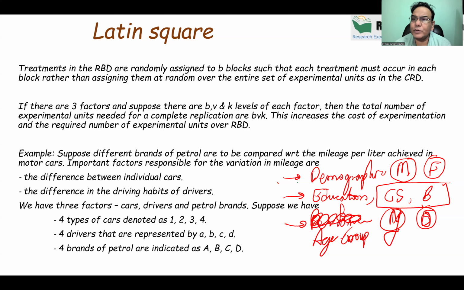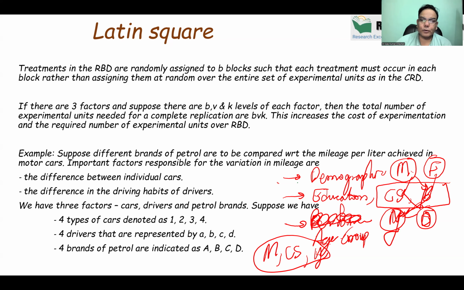Now the question is how many permutations and combinations you can make. So there could be many combinations, like male, case study, and young. Here, this is one combination. Then male, blackboard, and young, and so on. So there are many permutations and combinations from this. We make all the permutations and combinations in such a way that we can compare the different possibilities. So this is called Latin square design. So one more example I'm giving you.